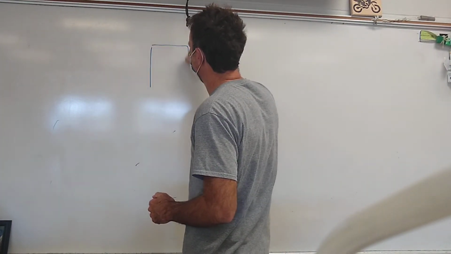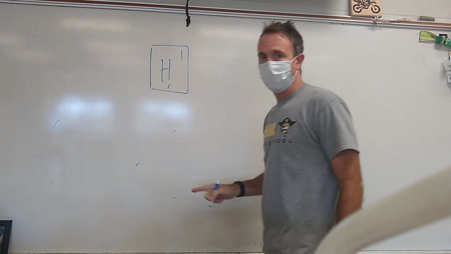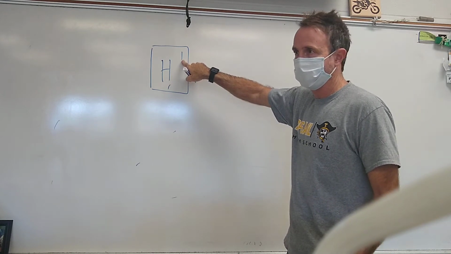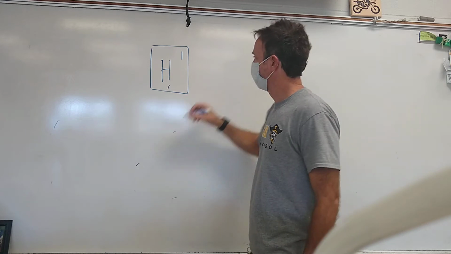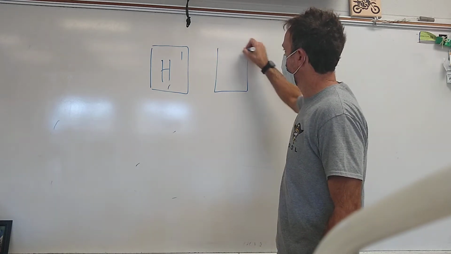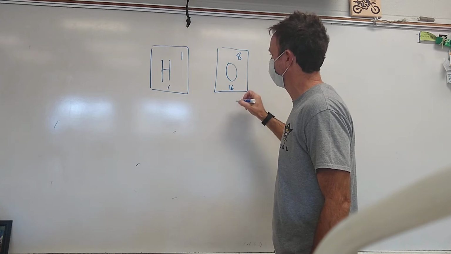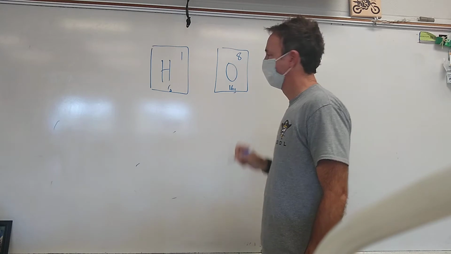Here is the card for hydrogen on the periodic table. Hydrogen has one proton, and we're going to talk about this more later, and has a mass of 1 gram per mole. Oxygen has 8 protons and has a mass of 16 grams per mole. These are grams down here, grams per mole.